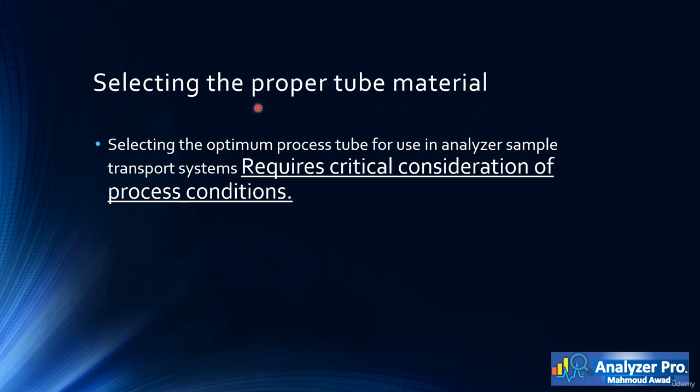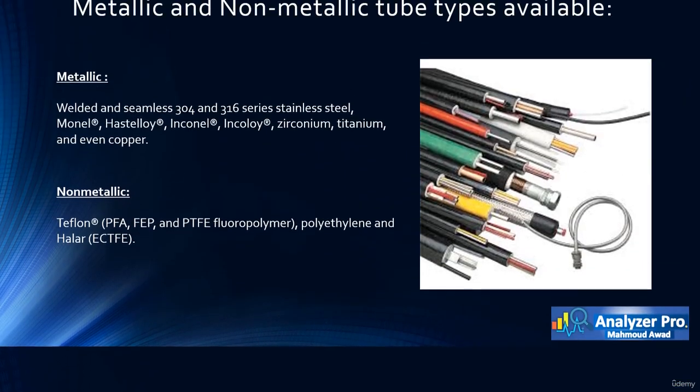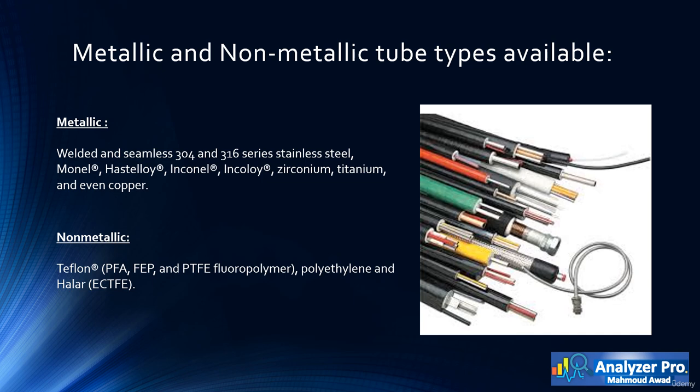Selecting the optimum process tube for use in analyzer sample transport systems requires critical consideration of process conditions. First, we need to know what are the different types of tube materials that can be used. There are two types of tube materials, metallic and non-metallic.